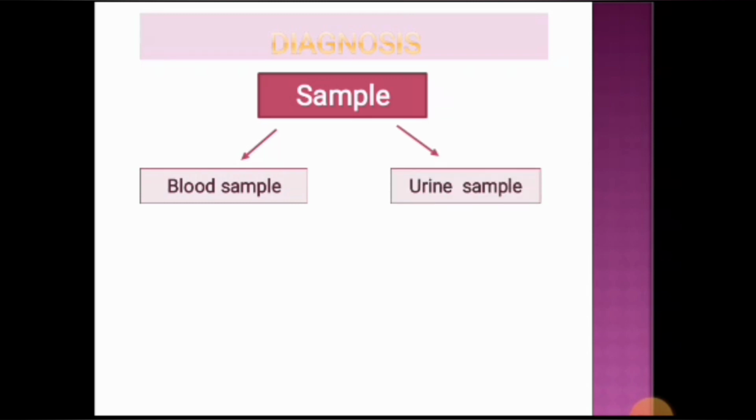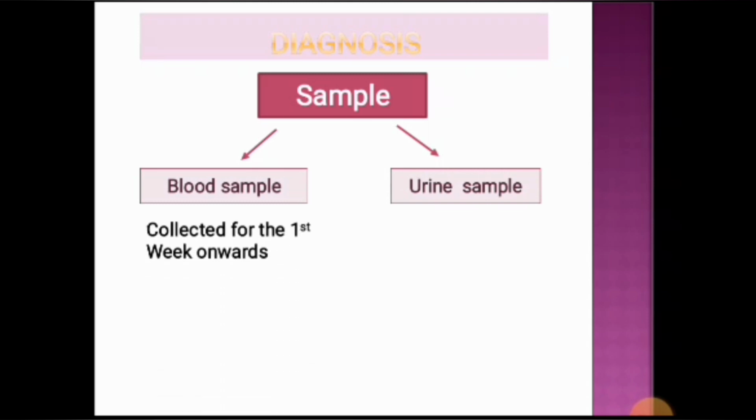Okay. Now, how can one diagnose this disease? For diagnosis of a disease, sample collection is a very important step, and one must know which sample should be collected for which disease. For diagnosis of leptospirosis, one sample is a blood sample and another is a urine sample. It is also important to know at what stage of the disease the sample should be collected.